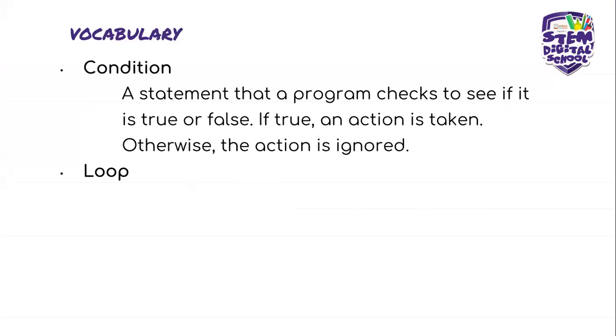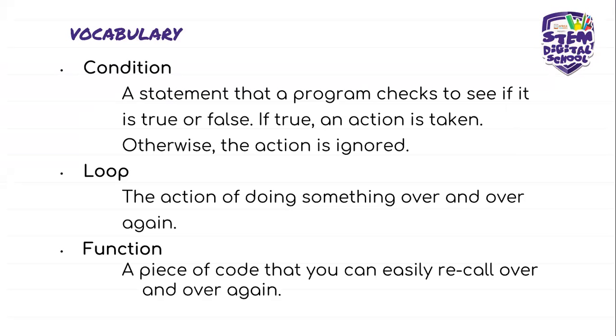Our conditions, remember, that is a statement that the program checks to see if it's true or false. And then if true, the action is taken, otherwise it is ignored. Loops, the action of doing something over and over again. And then our function, a piece of code that you can easily recall over and over again. Okay, and that is our focus again today.